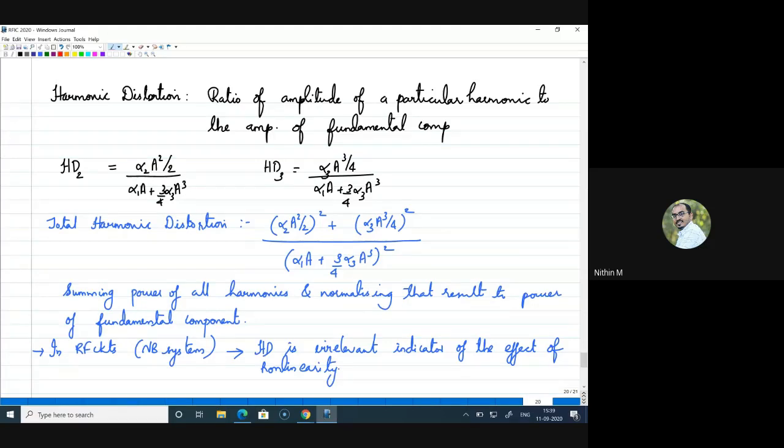Root of squares of amplitude components, root of squares. Yeah, I expressed it here as power. Now, if you are expressing the RMS value, yes, definitely it will be under root. If it is RMS value, yes. Okay.